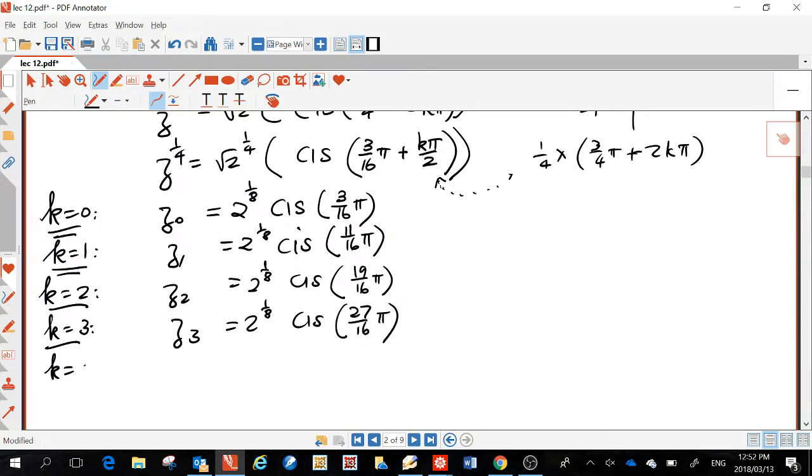24/16. 24 plus 3 is 27/16. Yeah, 27/16. Okay, k equals 4. z4 will be 2 to the 1/8 in size. Now this is 4. That becomes 2 pi.